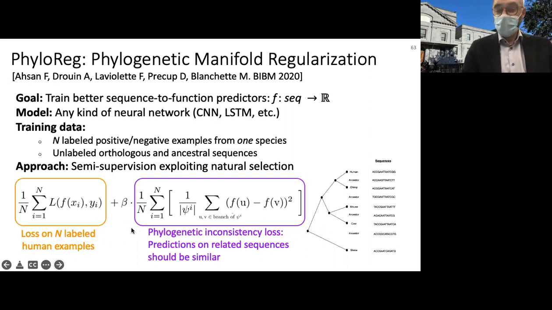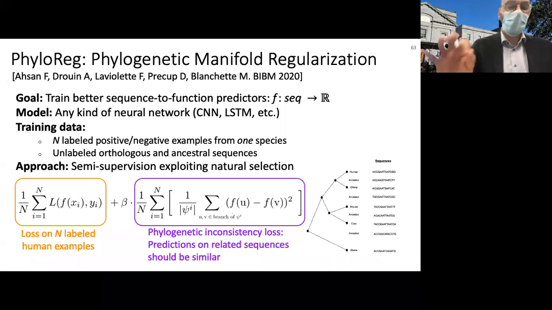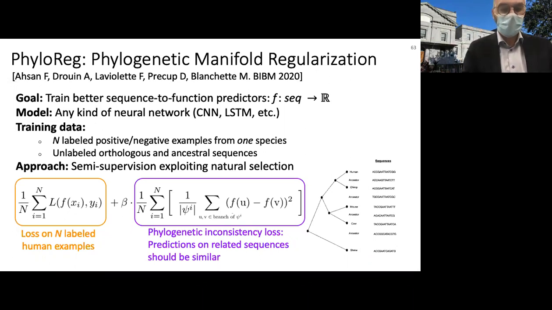And here's where the guidance is going to come from. We call this the phylogenetic inconsistency loss. And the idea is going to be that we will try to favor a neural network that would make predictions on orthologous sequences that are consistent with one another. We would not like to have a predictor that makes a certain prediction on a human sequence, but then makes the opposite prediction on the chimp sequence, because we expect most of the time that the reality is that those two sequences would have the same function.